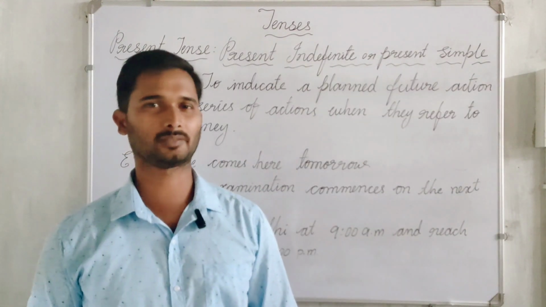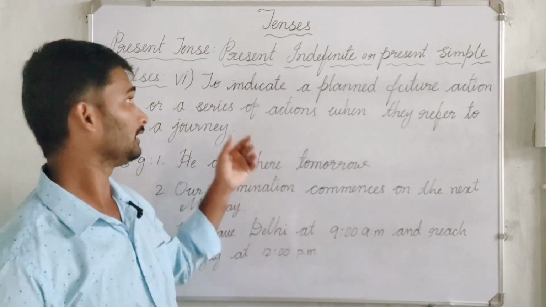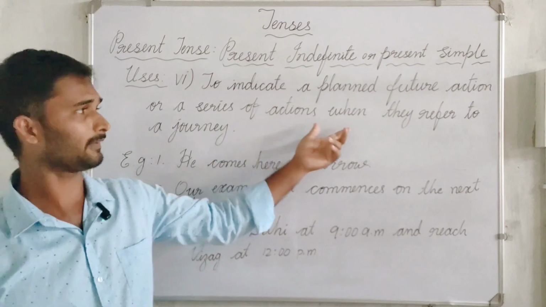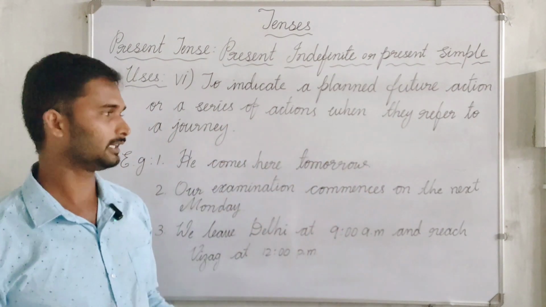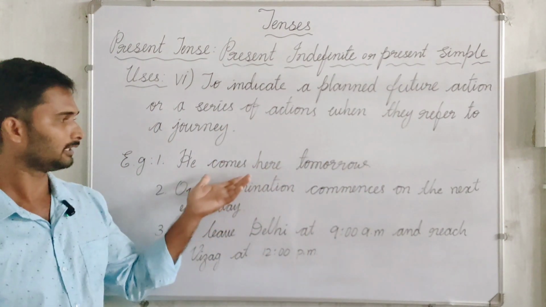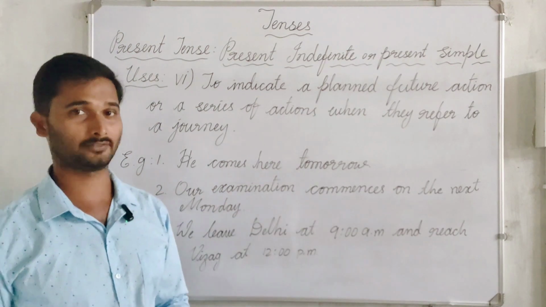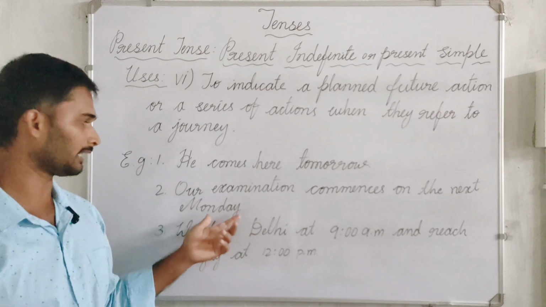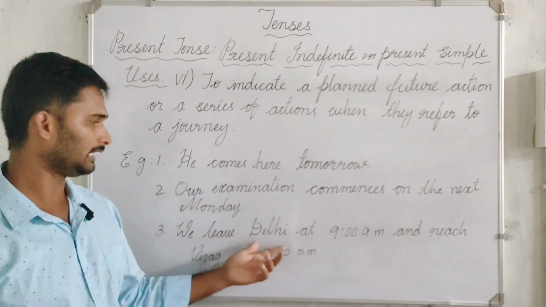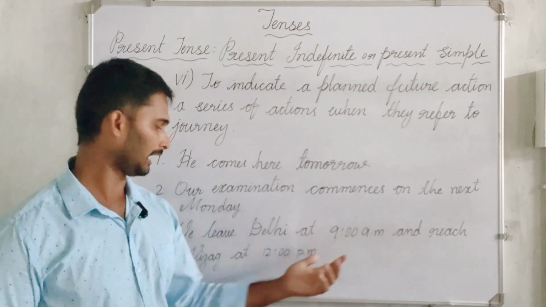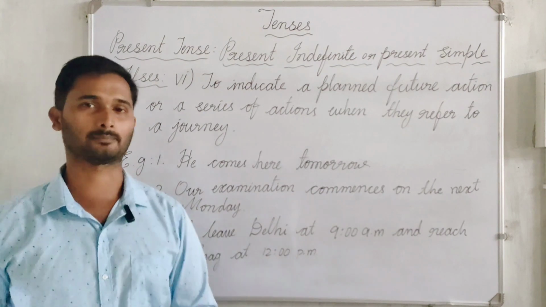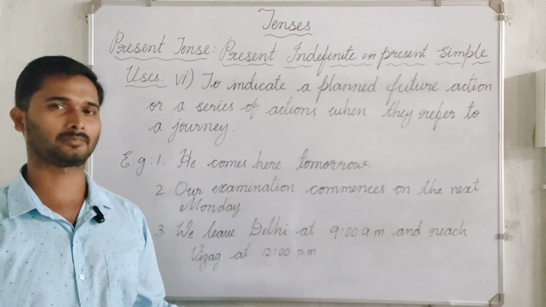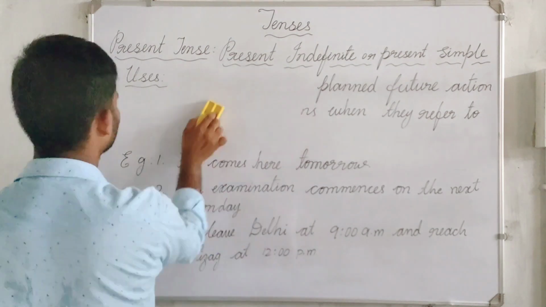The present indefinite or the present simple is also used to indicate a planned future action or a series of actions when they refer to a journey. Here are a few examples. He comes here tomorrow, a planned future action. Our examination commences on the next Monday. We leave Delhi at 9 a.m. and reach Vizag at 12 p.m. These are some planned future actions, or examples that refer to a journey.